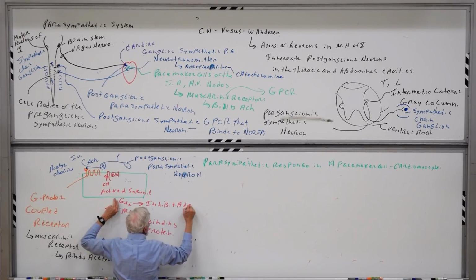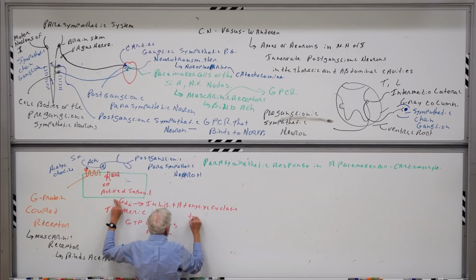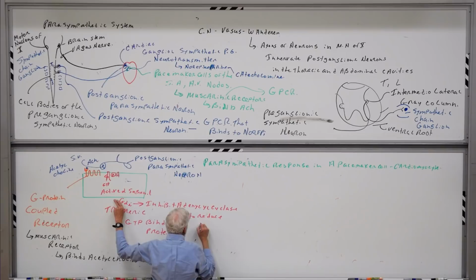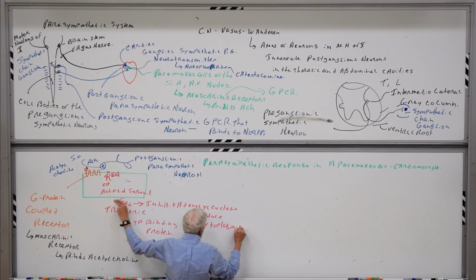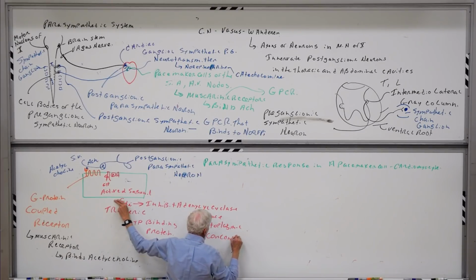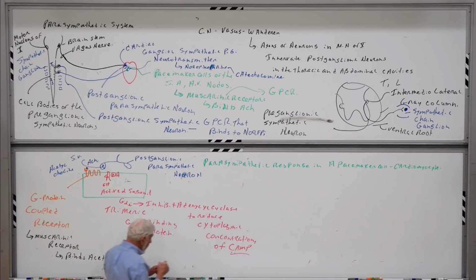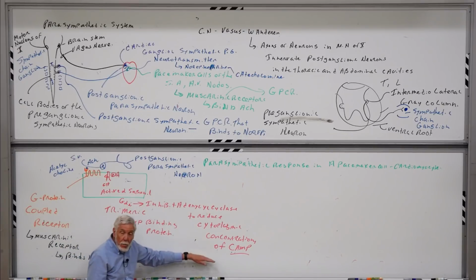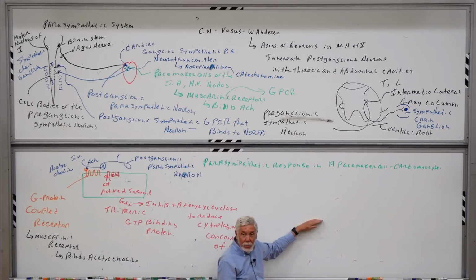adenylyl cyclase, to reduce cytoplasmic concentrations of cyclic AMP. Remember, cyclic AMP is the main player in binding to the HCN channel, so this is going to reduce the amount of cyclic AMP available, so it will reduce the probability of this channel opening, so we'll lower the rate of rise of the ramp potential.